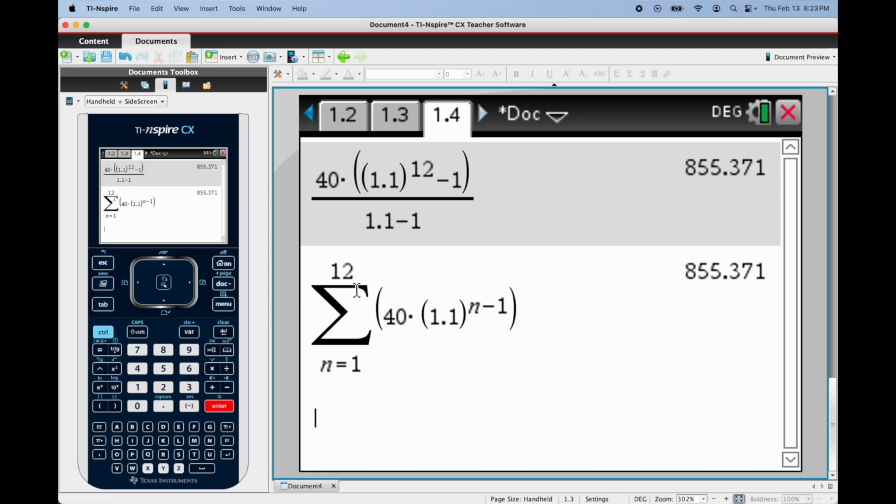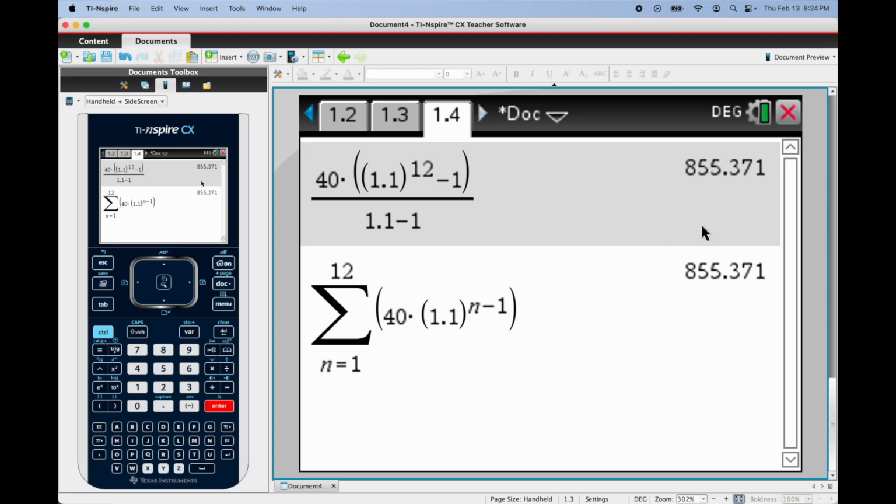So here it is once again, sigma notation. This is perfectly acceptable as well. The sum from the first term to the 12th, and this is the formula that tells us the value of each of the terms. Once again, to get there, it's right here, this little button.